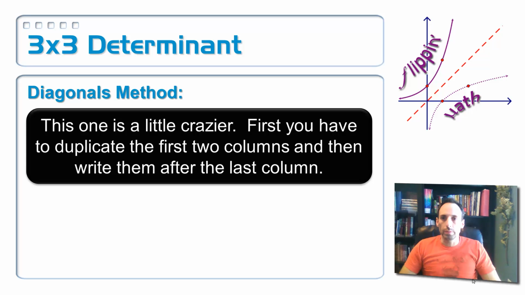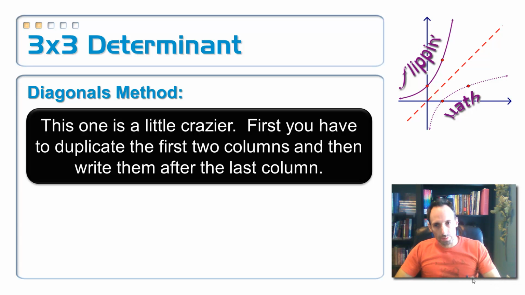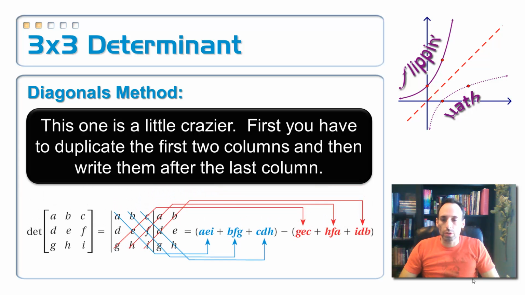So the first method is called the diagonals method. It's a little bit crazier than before. The first thing that you have to do whenever you take the determinant of a 3 by 3 is take the first two columns and duplicate them right after the last column. Okay, so this is what it looks like.